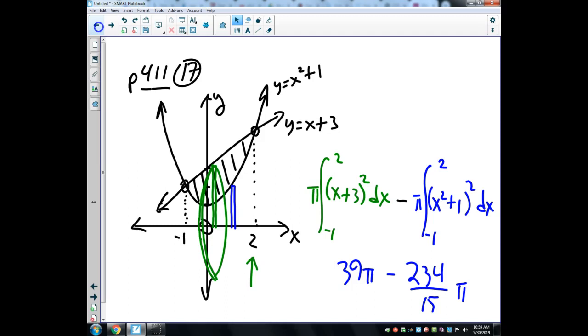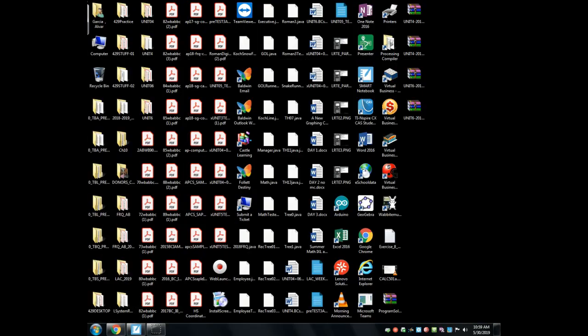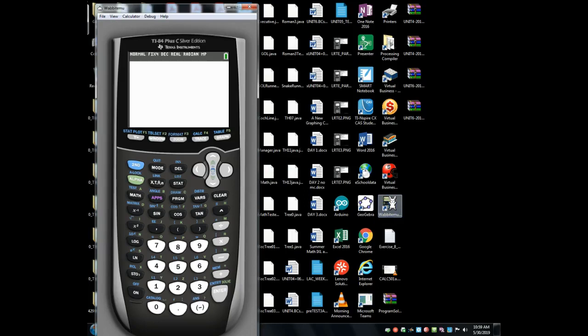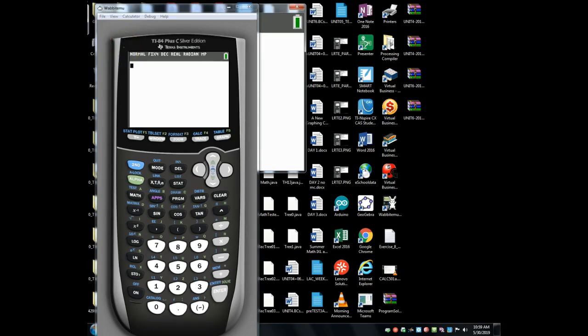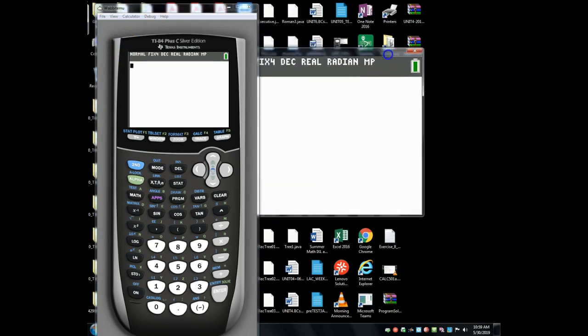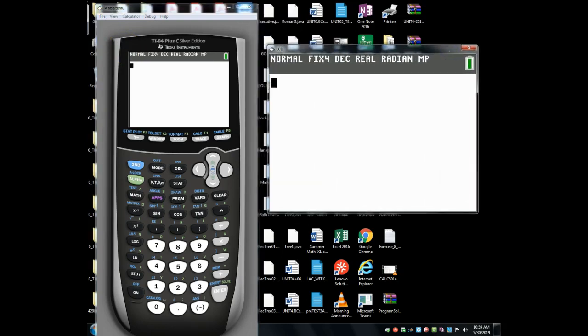How do you check this? Can we check this on the calculator? Let's see if we get the same answer. All right, so go to the calculator. All right, so next year you're just going to have more time to play around with the stuff and get it down and understand the nuances and details that maybe we glossed over a little bit.